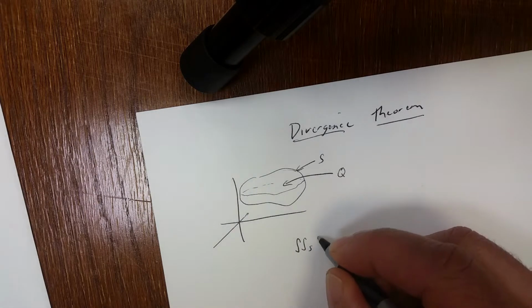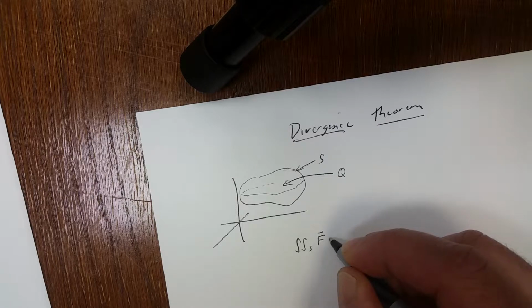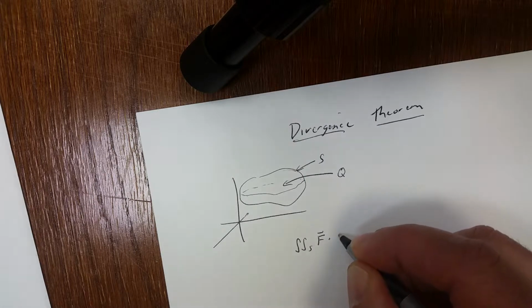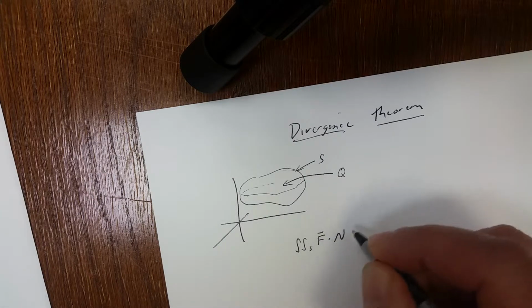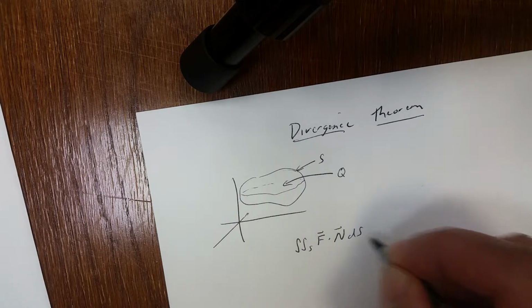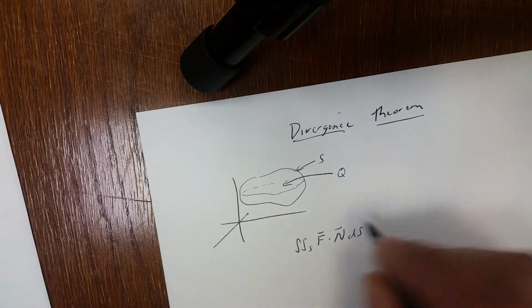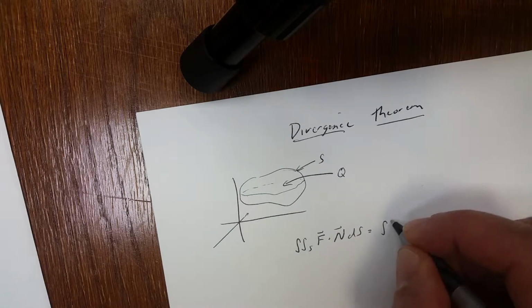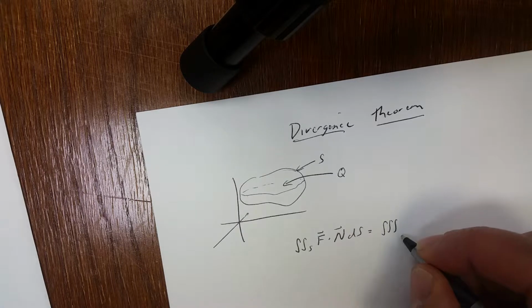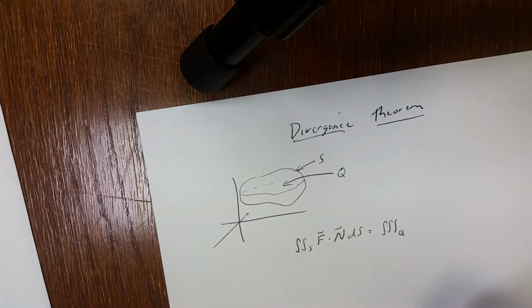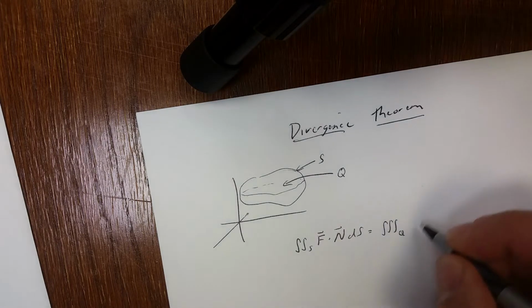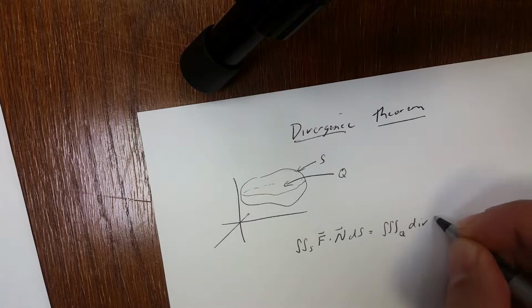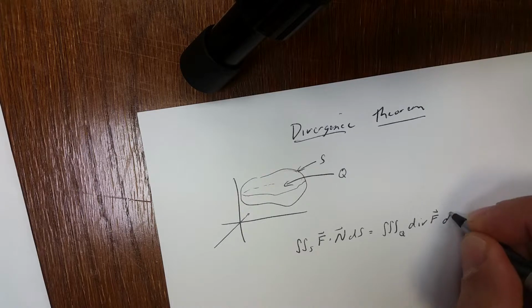of the vector field F dot n dS. So in other words, the flux integral over the surface using the outward orientation equals the triple integral over the inside region, that region Q, of the divergence of F dV.